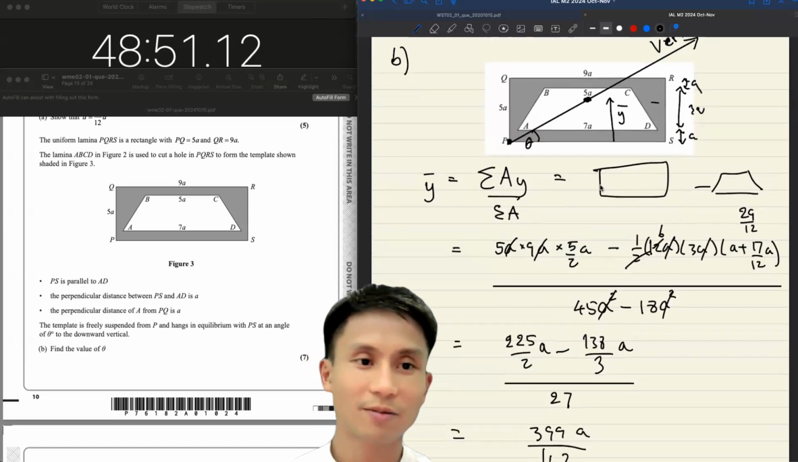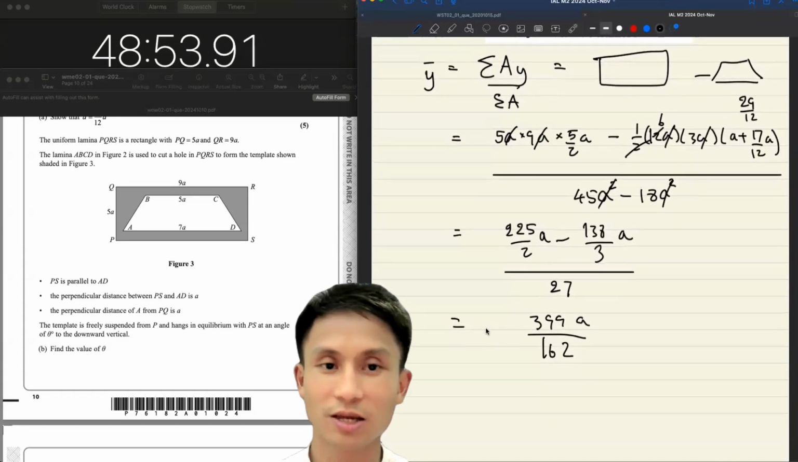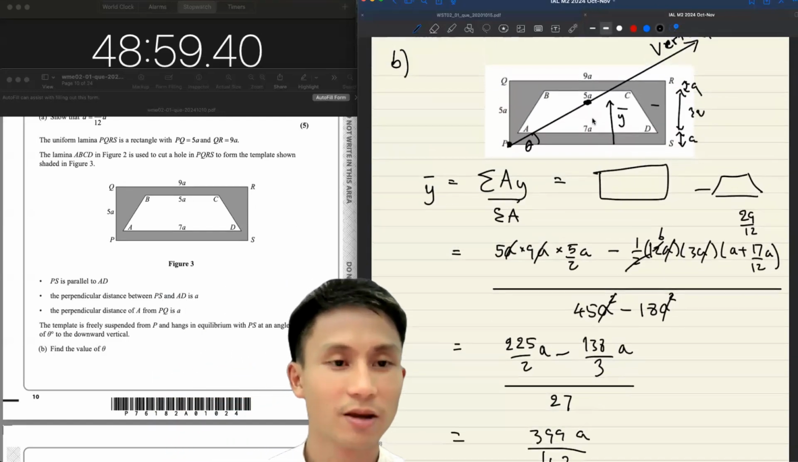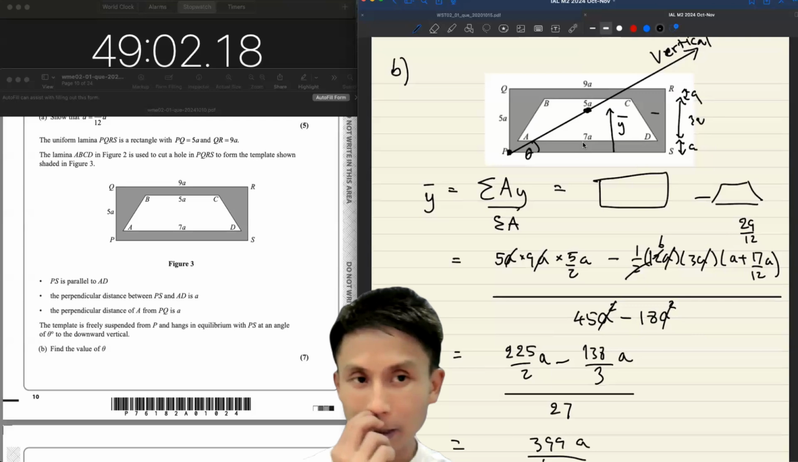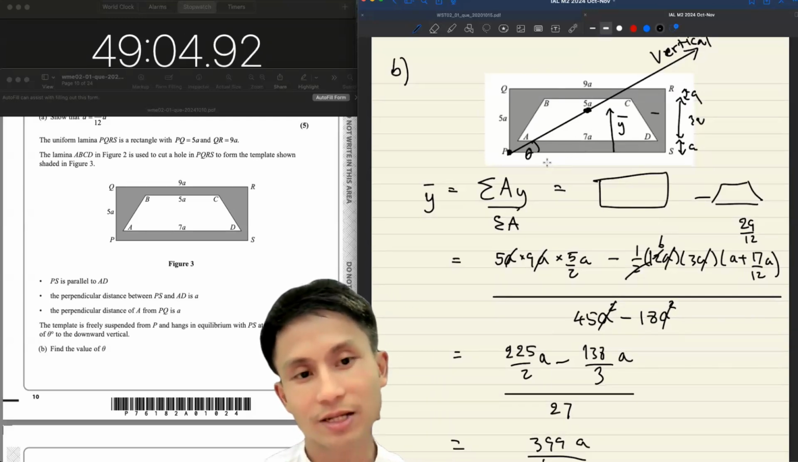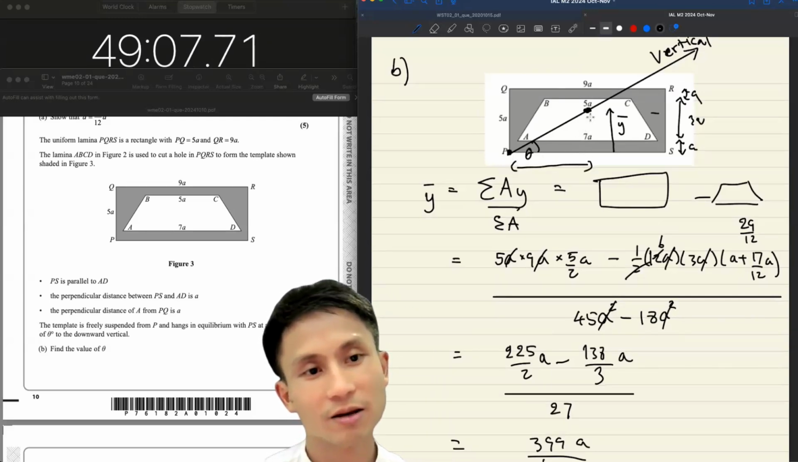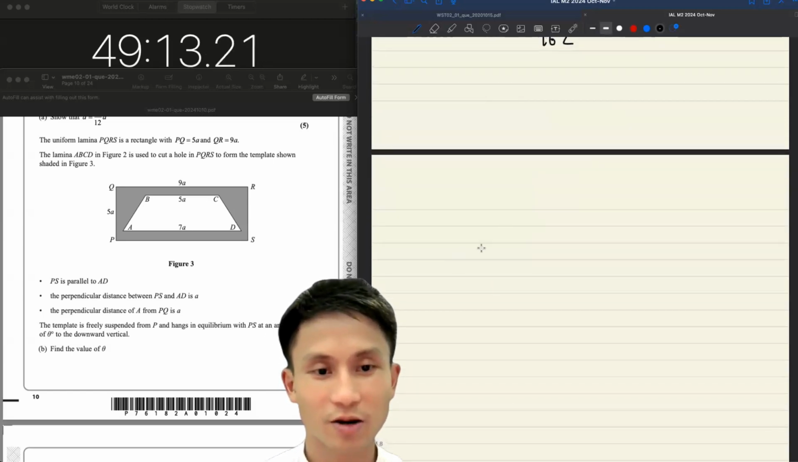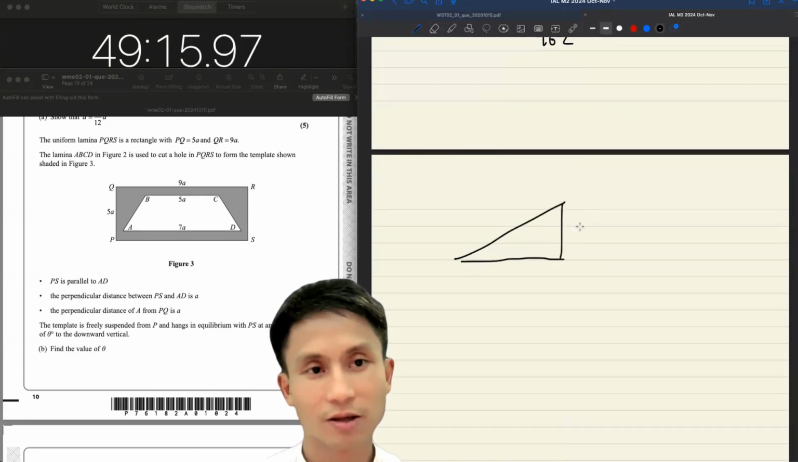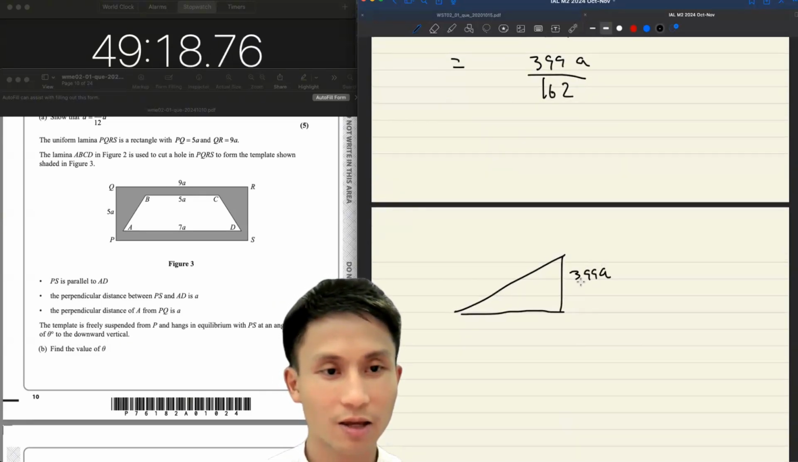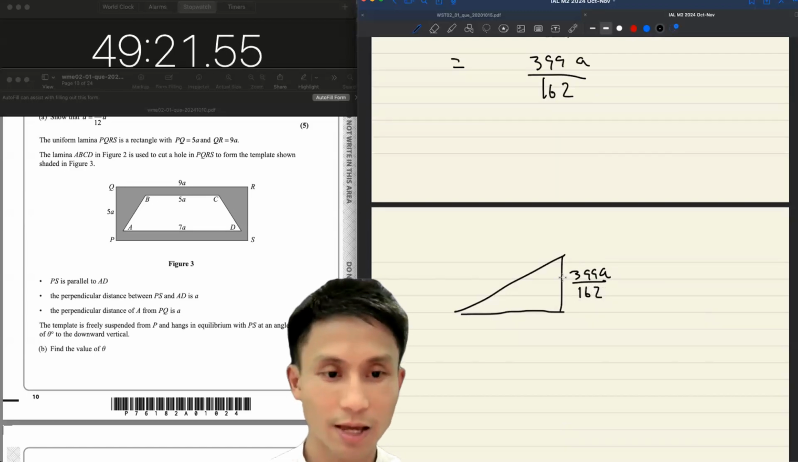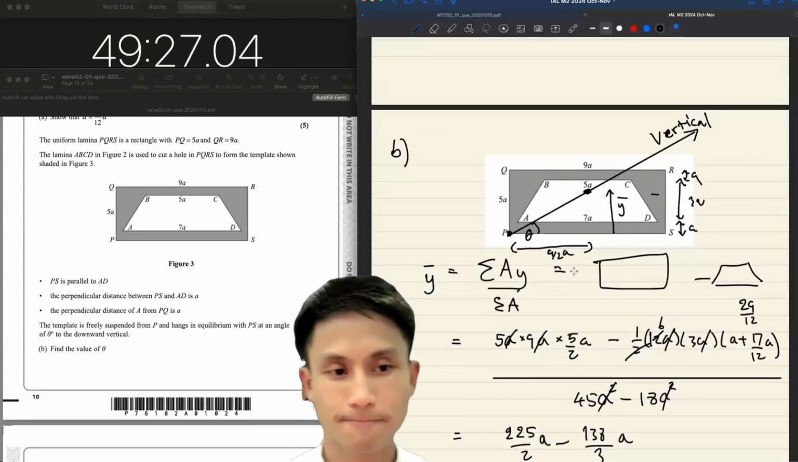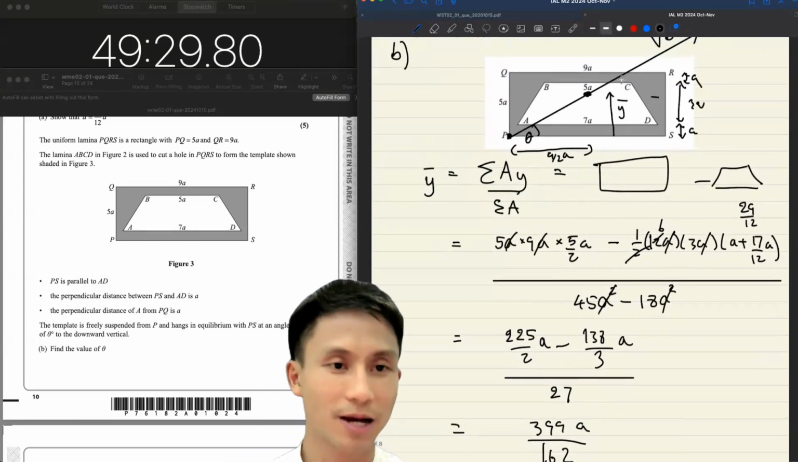So that's basically the location from the bottom. I'm just going to keep it as that first because we need to find theta. We don't want that anyway. Now, we know that the x location will be in the middle. So that is 9 over 2a. So we can do this triangle here, right? This is 399a over 162. And this is 9 over 2a, right? Okay, so that's going to be theta there because it has to pass the center of mass.